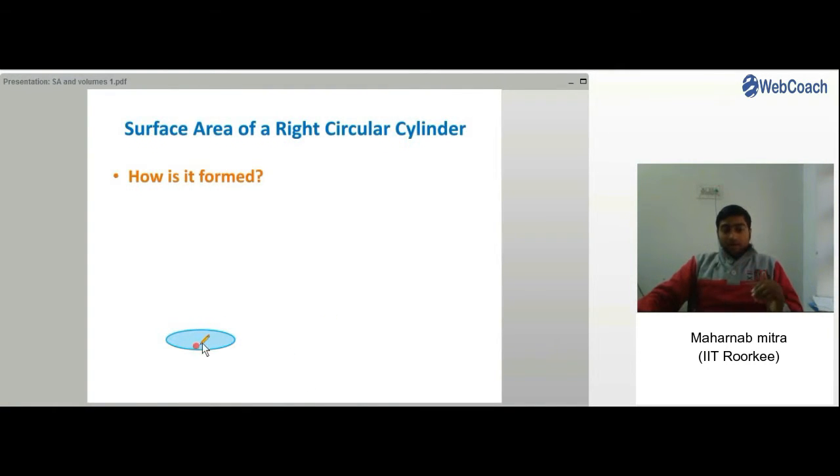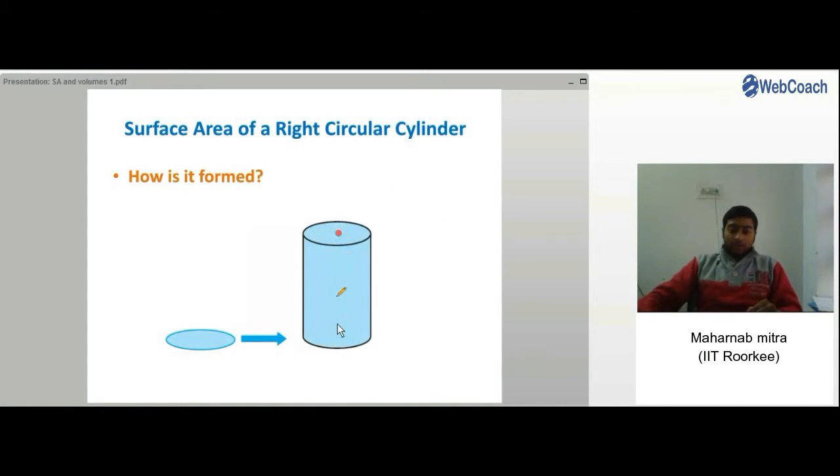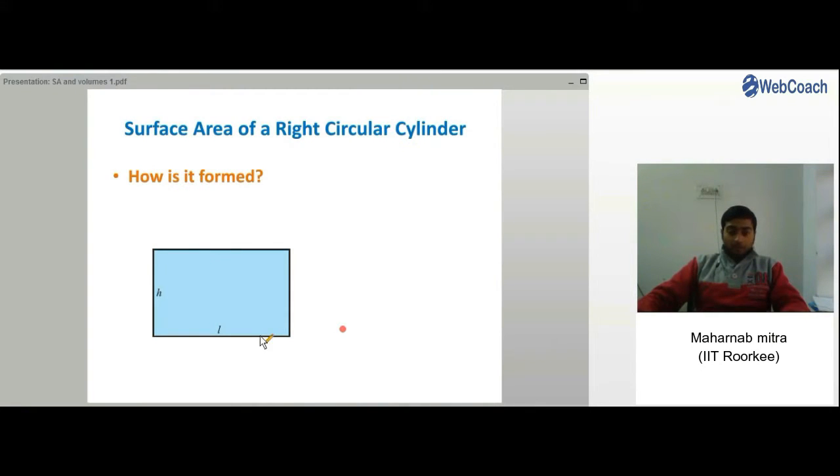So how are they formed? Let us start with the base once again. So we take a circular base, then we stack upon similar bases one upon the other to build an erect structure. And this figure, the entire figure, is actually called a right circular cylinder, right? You can see that the height of the cylinder is actually making right angles with the base, right? It is straight and erect, and it can be formed in other ways also.